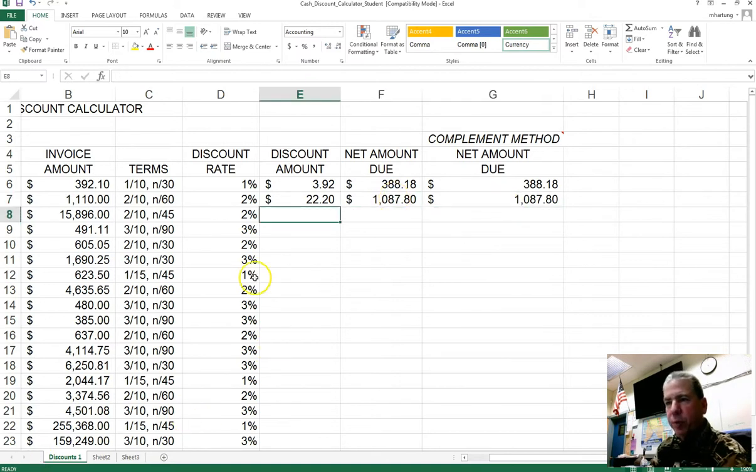So go ahead and complete this Excel worksheet using the same method that I did, and do avoid trying to find shortcuts by using some of the copy commands. Go ahead and work it out for each one of these lines, for each one of these invoices, calculating the discount rate for these invoices.